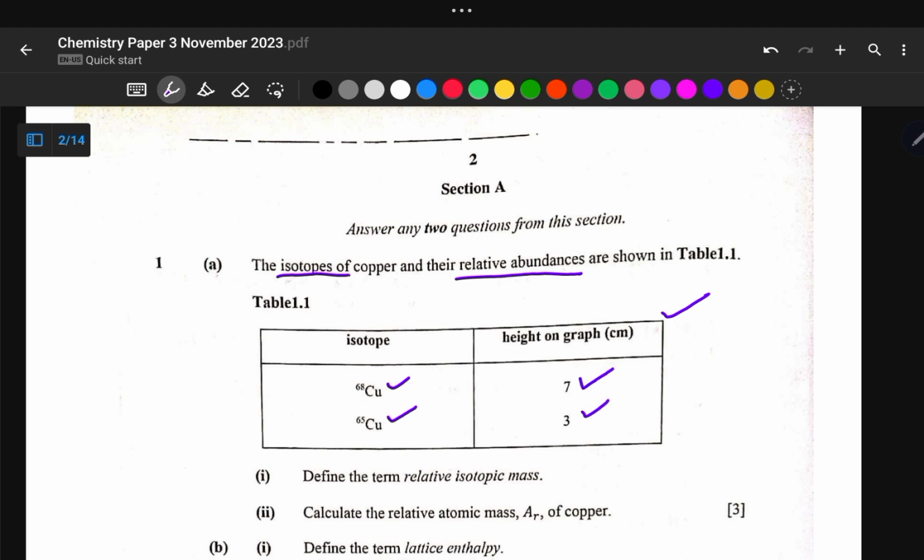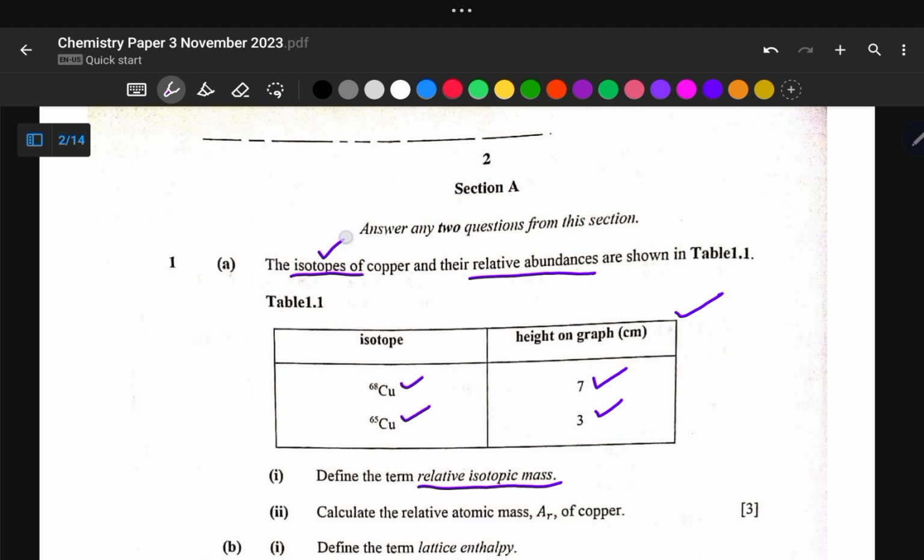The first part requires us to define the term relative isotopic mass. Here we don't only stick to the given question, but we try to expand the questions in relation to any of the concepts within that topic, so that we can broaden our foundation. We can then have an understanding in our multiple choice paper, our structured paper, our free response, even the practical paper. So we need to define the term isotope.